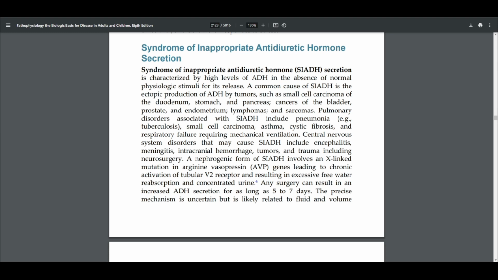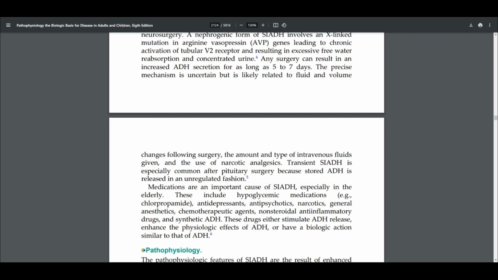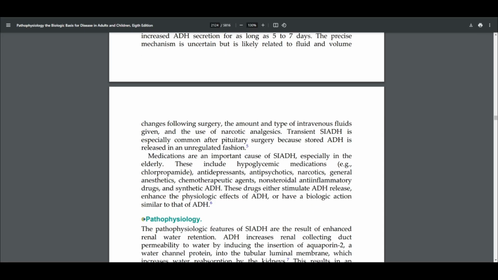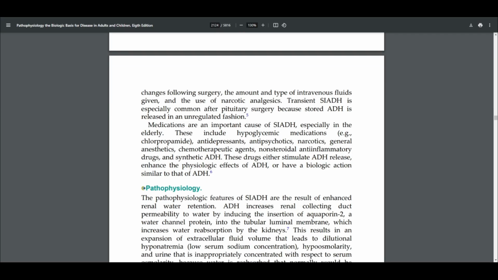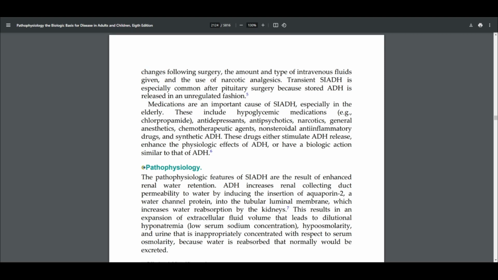Any surgery can result in an increase in ADH secretion for as long as 5 to 7 days. The precise mechanism is uncertain but is likely related to fluid and volume changes following surgery, the amount and type of intravenous fluid given, and the use of narcotic analgesics. Transient SIADH is especially common after a pituitary surgery because stored ADH is released in an unregulated fashion.